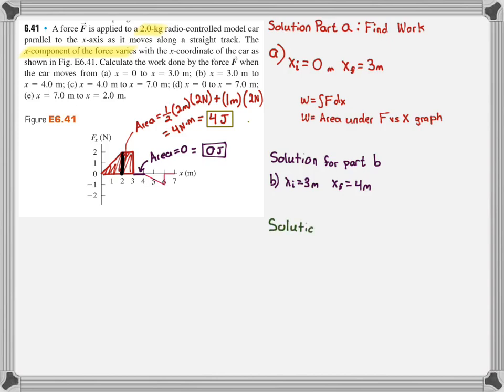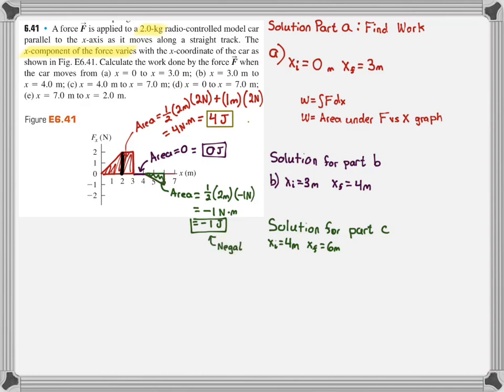And then for part C, they asked us to find the work done from the 4 meters to the 6 meter mark. So again, we just find the area of this, which is a triangle. So we do 1/2 base times height. So the area is 1/2 the base, which went from 4 to 6, so it's 2 meters, times -1 newtons. Now we're going to get a negative area because the area is below the x-axis. So this is actually doing negative work because the force is pushing in the opposite way that the object is moving.